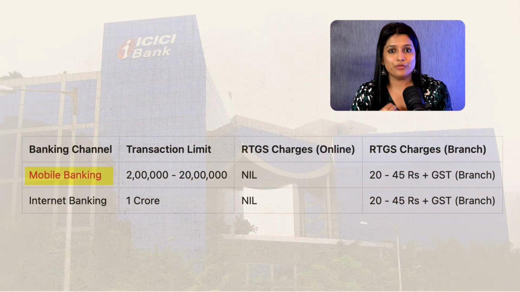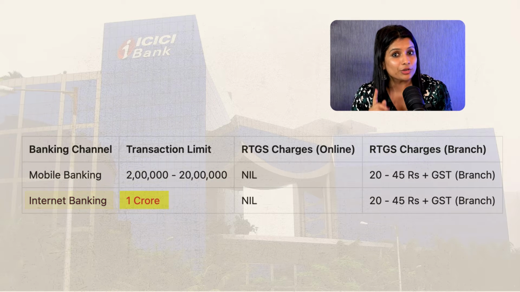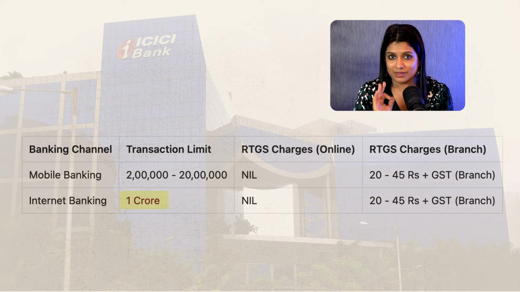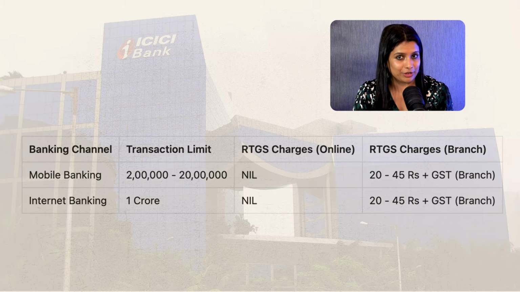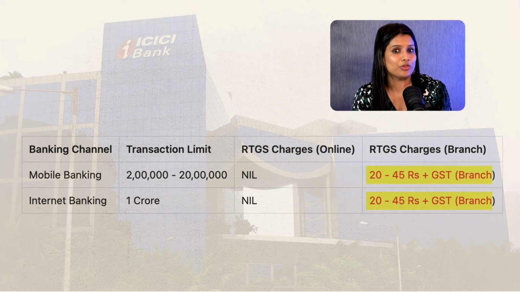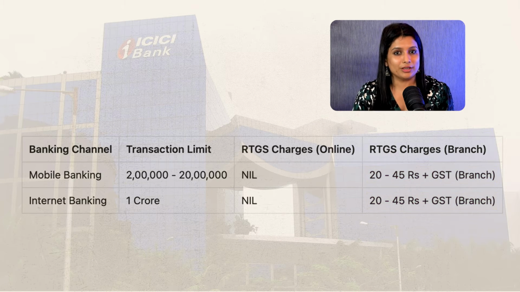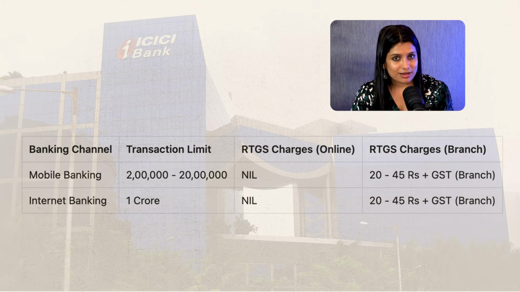In ICICI, if you are using mobile banking, you can send 2 lakhs to 20 lakhs. In case of internet banking, then you can send up to 1 crore also, depending on the customer segmentation that you are falling into. Now, up to 2 lakhs, RTGS charges are nil, and then you will be charged between 20 to 45 rupees plus GST. That too, if the transfer is initiated in the bank branches. That means RTGS initiated online is free of charges.